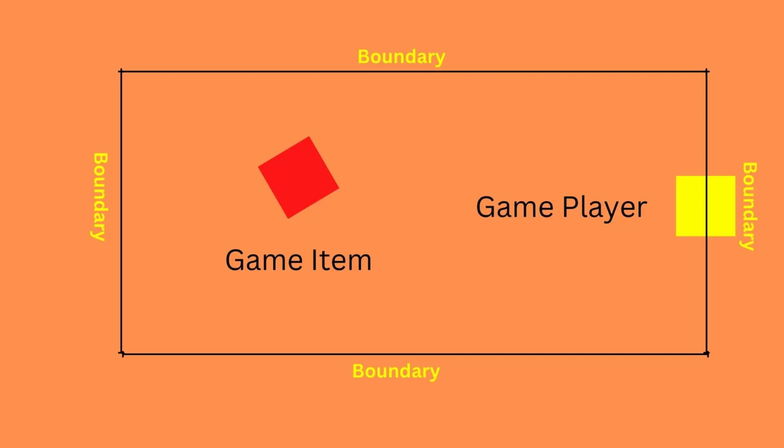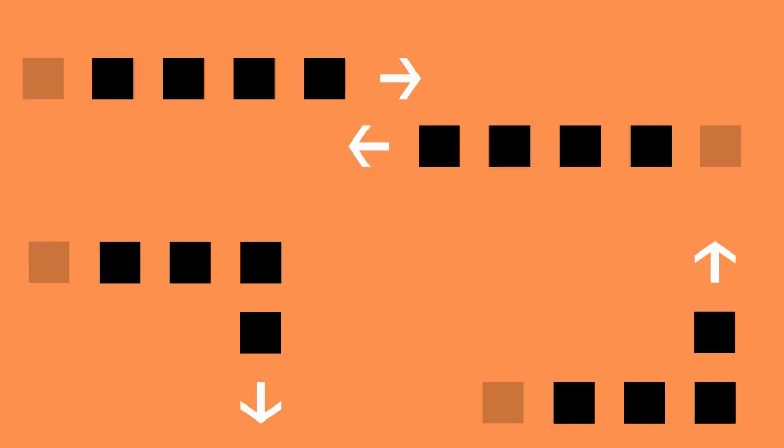In previous lessons, we have learned how to move the game player and how to handle the collisions between game items and game boundaries. When the game player collides with a game item, its body will grow longer by one more block. Let's analyze the movements of the game player.